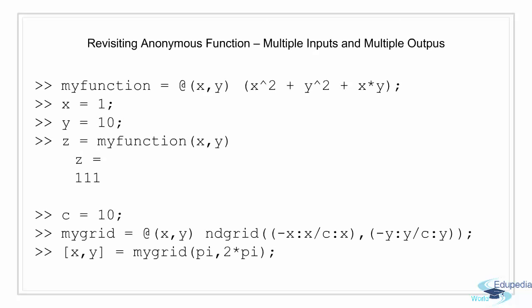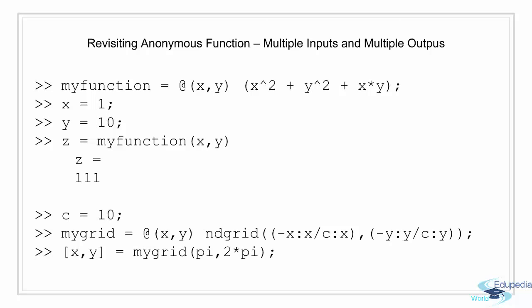Anonymous functions can have multiple inputs and multiple outputs. An anonymous function requires definition of input arguments in the same way as a standard function would require. Here I have shown an example where it takes more than one input, that is x and y. As seen from the first line, it is very similar to that of the standard function. So here my function handle has an anonymous function that takes in two input arguments x and y and evaluates the expression x squared plus y squared plus xy.